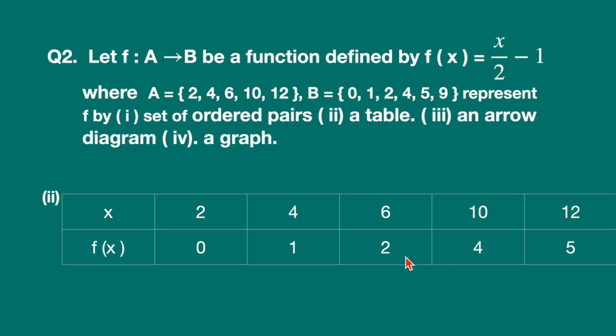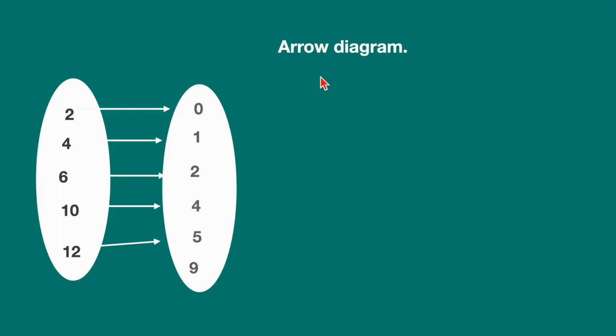Now as a table. Write down all the x values here and then write down the f(x) values. The x values will be this domain 2, 4, 6, 10, 12, and the f(x) values we found. Write down those values. This is in the form of a table. Arrow diagram: write down the domain A, the codomain B, and then map each element to its image. 2 has the image 0, 4 has image 1, 6 has 2, 10 has 4, and 12 has 5, like this. So this is the arrow diagram.